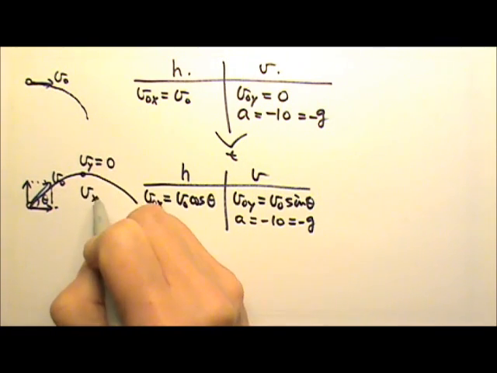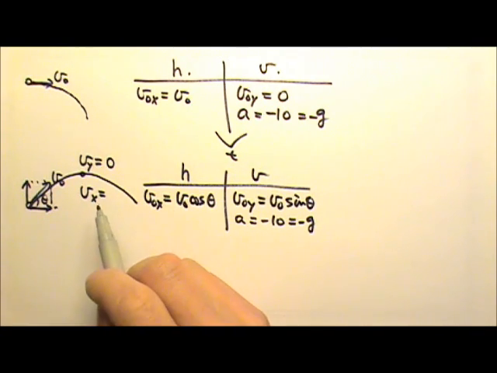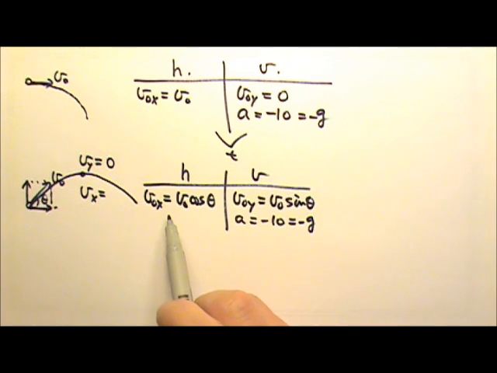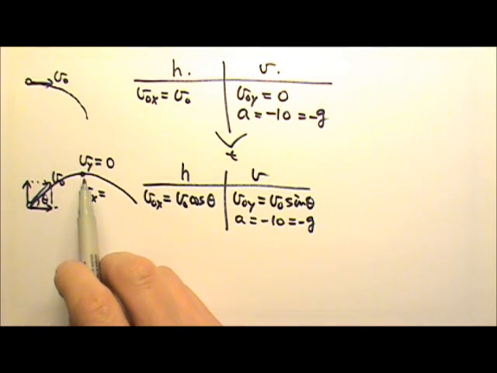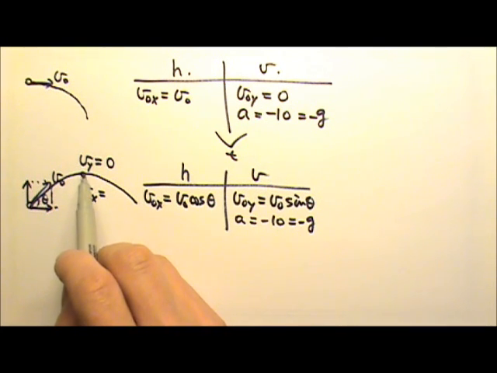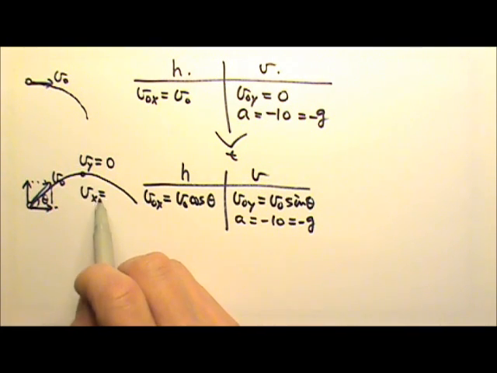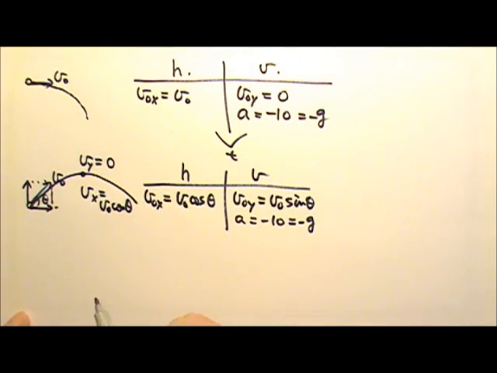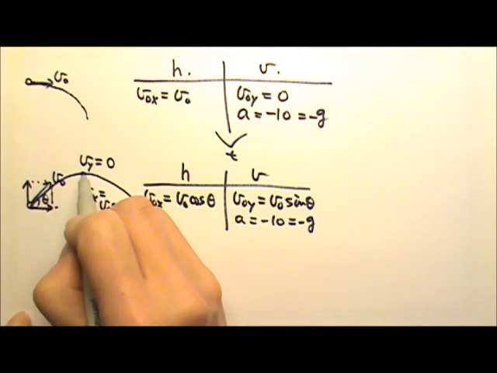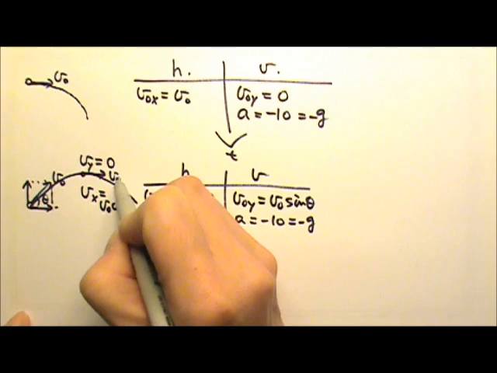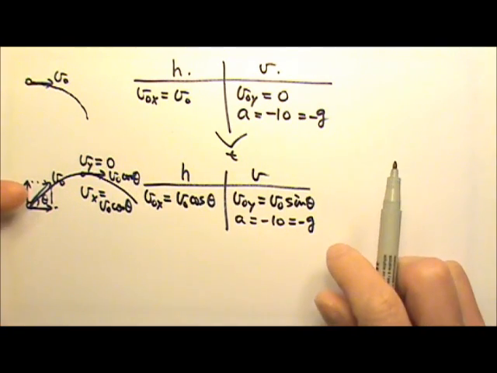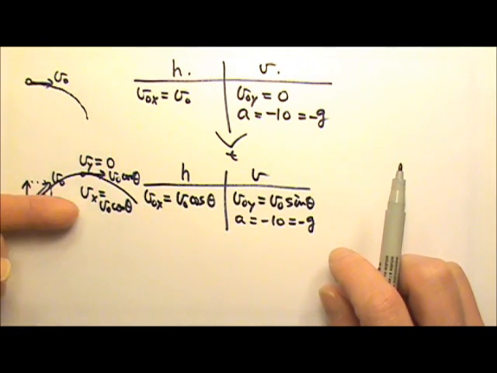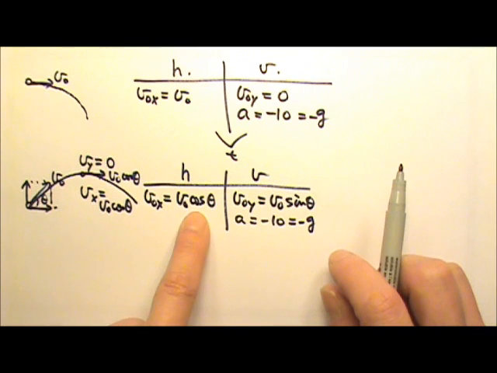However, in the x direction, the velocity is not 0 because it's a constant velocity motion in the horizontal direction. This horizontal velocity never changes. So even at the maximum height, we still have this constant horizontal velocity, that's V0 cosine theta, because the object never turns around in the horizontal direction. The object just keeps going in the horizontal direction at that same constant velocity.